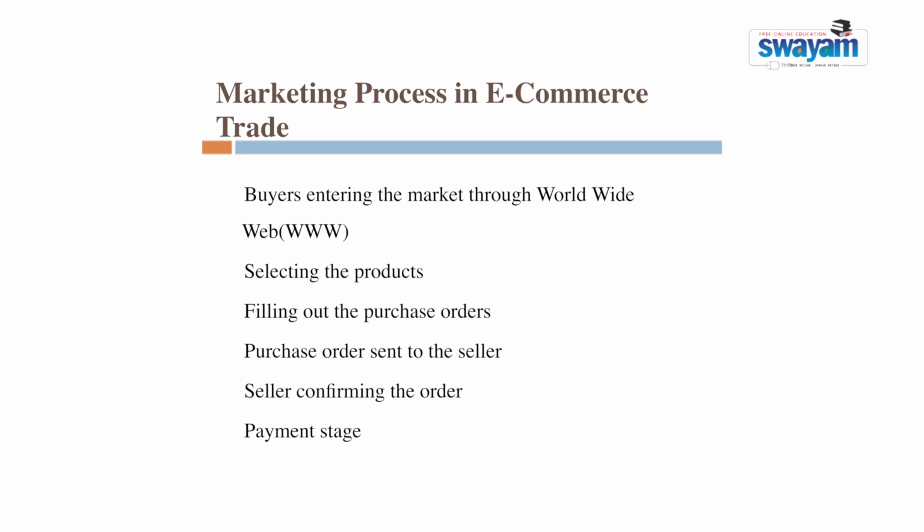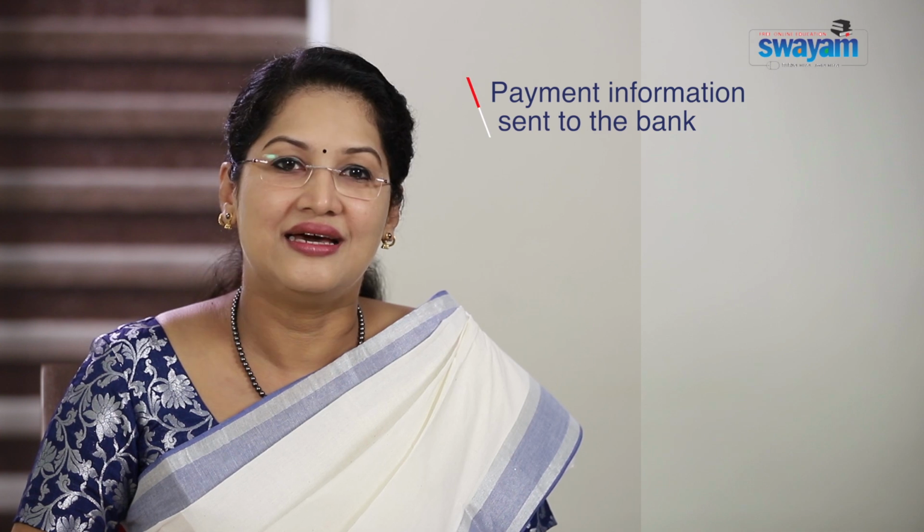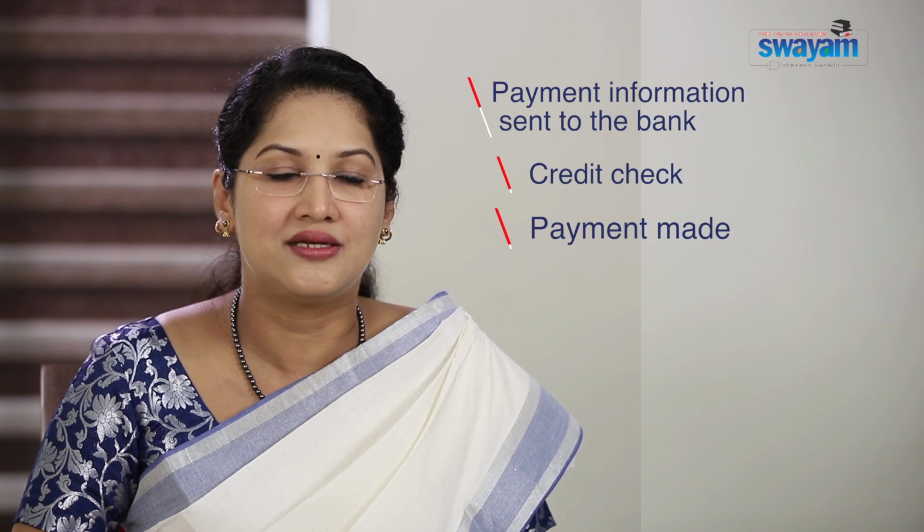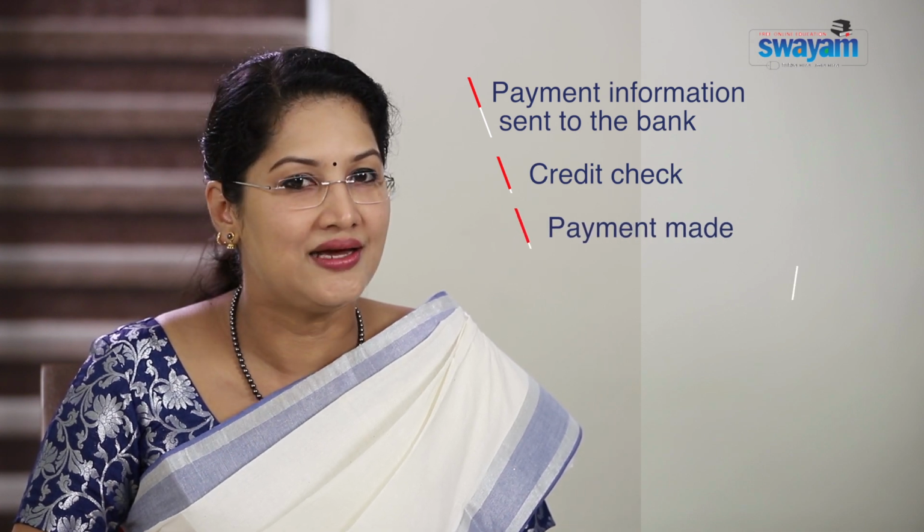After filling out the purchase orders, the transaction processing occurs. Now, the purchase order is sent to the seller. Once the seller confirms the order, it will proceed to the payment stage. Payment will be made using any of the multiple payment options like a credit card, a debit card, or maybe an electronic check or even e-cash. Payment information is sent to the bank then. Concurrently, a credit check is done on the buyer's bank, and this will result in the final payment. And finally, the product would be delivered to the buyer.